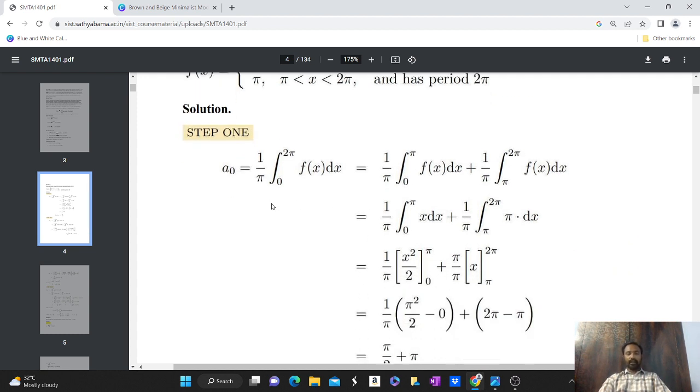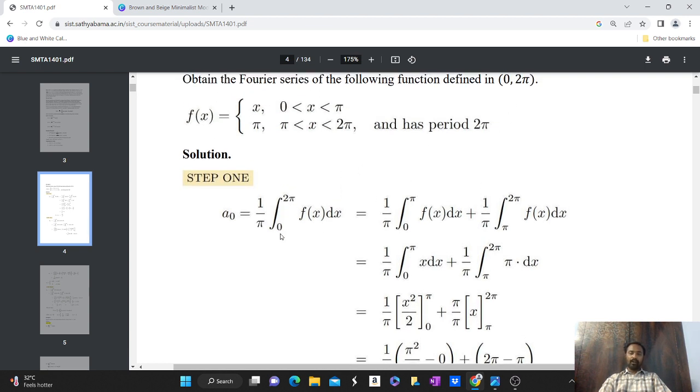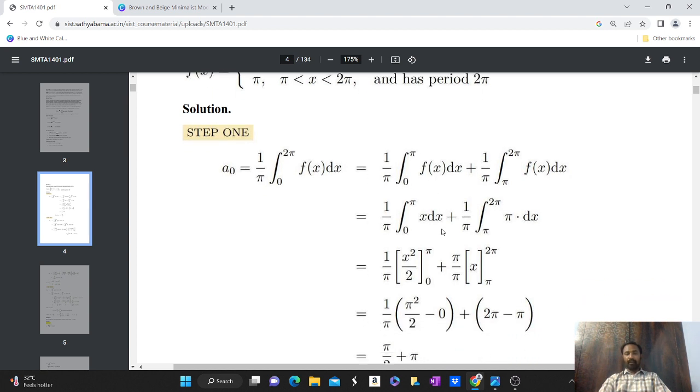Step 1. First of all, we have to find the values of a naught, a n and b n. What is the formula for a naught? 1 by pi integral from 0 to 2 pi of f of x dx, since the given limit is 0 to 2 pi. Here the limit will be separated into two parts, one is 0 to pi and the second is pi to 2 pi. So 1 by pi integral from 0 to pi of f of x dx plus 1 by pi integral from pi to 2 pi of f of x dx.